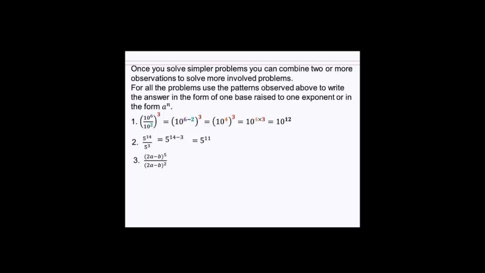How about this next one? What do you think we should do? Pause the video, think about it, and then write the answer. Base is the same, 2a minus b. Yes, very good. Yeah, you're going to do 5 minus 2. That's right. So it's going to be 2a minus b to the power 5 minus 2, or to the power 3. 3 copies you're going to end up with, because there's 5 on top divided by 2 on the bottom.